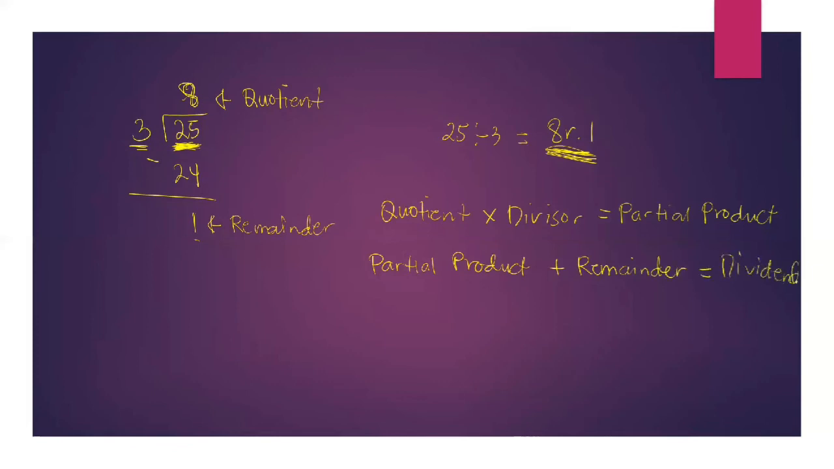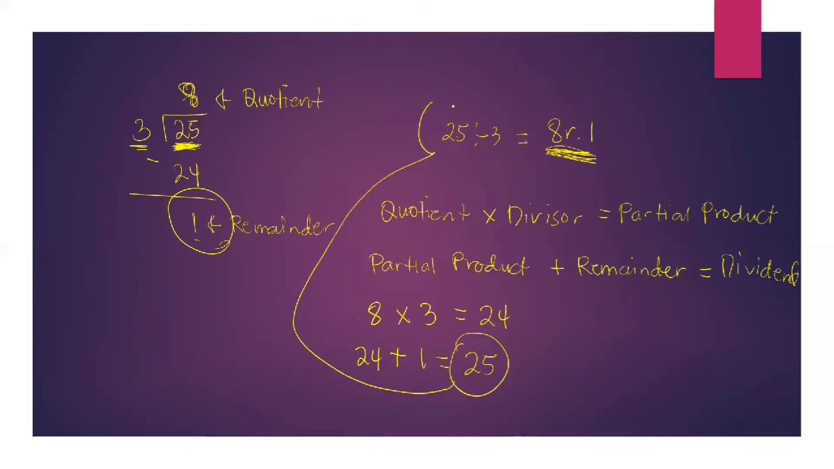Okay, let's try to check. No, first one, quotient times divisor. So, yung quotient natin is 8. Multiply natin sa divisor, which is 3. And the partial product is 24. So, sabi, yung partial product natin, i-add natin yung remainder. So, partial product is 24. Plus daw natin yung remainder, which is 1. Then it is equal dapat sa ating dividend. So, 24 plus 1 is 25. So, if you can see, same siya sa ating dividend. So, therefore, our answer 8, remainder 1 is correct.